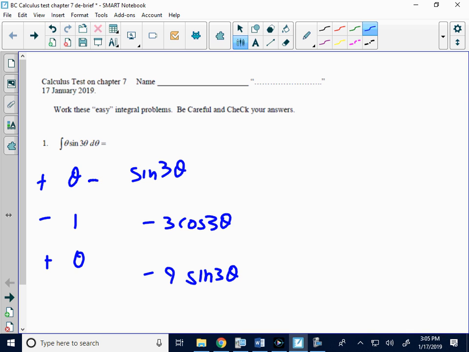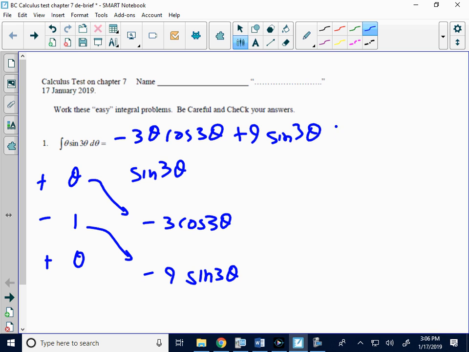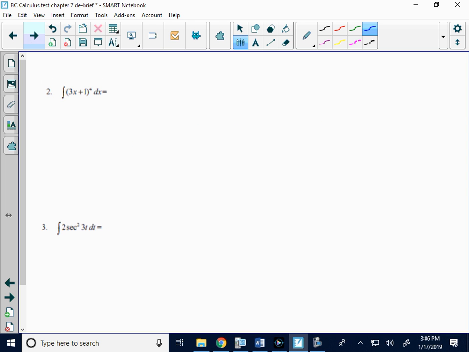So it looks like the answer is -3 theta cosine of 3 theta, this would be a positive plus 9 sine of 3 theta plus a constant. Now that was a tedious problem, I guess. Let's look at the other ones. Oh, so this is like super easy, right?